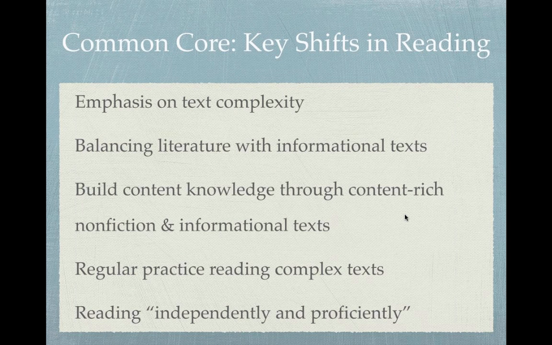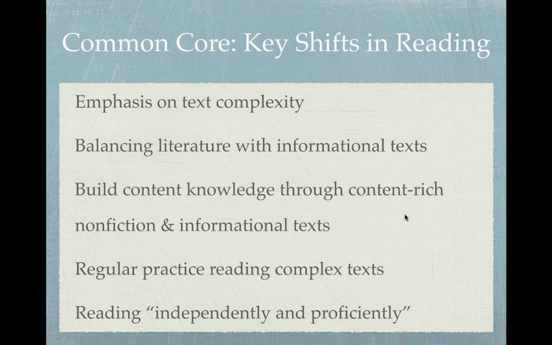There's also this idea that we need to start balancing literature with more informational and nonfiction texts. So the Common Core is following the lead of the National Assessment of Education, the NAEP, in requiring an increasing proportion of informational texts. So the idea is that as students progress through kindergarten through 12th grade, they're actually reading a higher percentage of informational text the higher they progress through the grade.